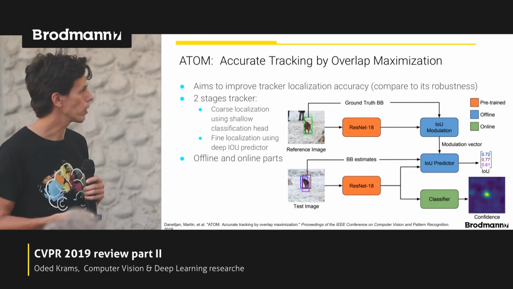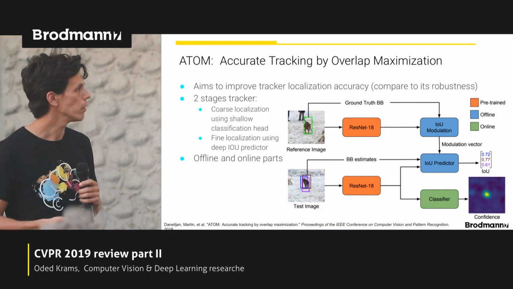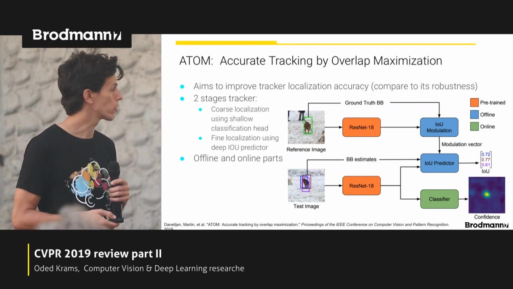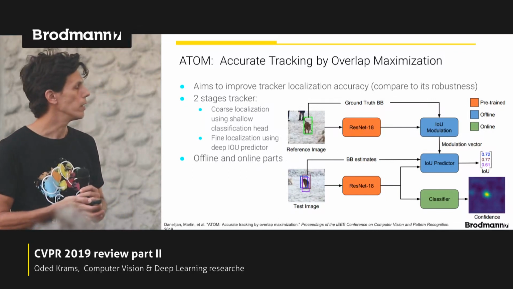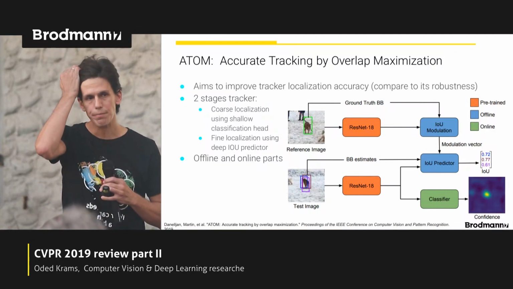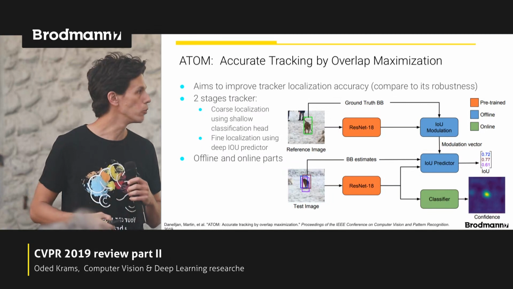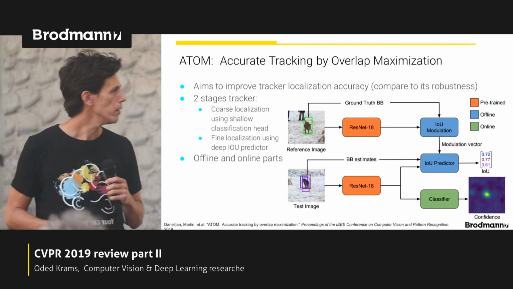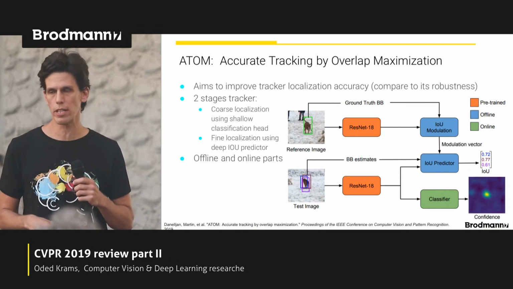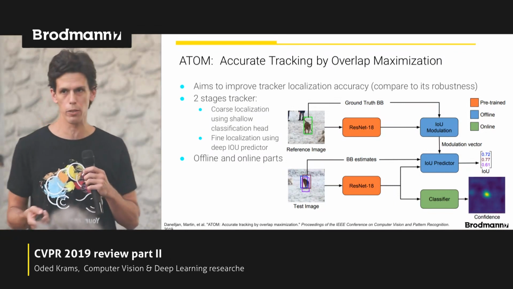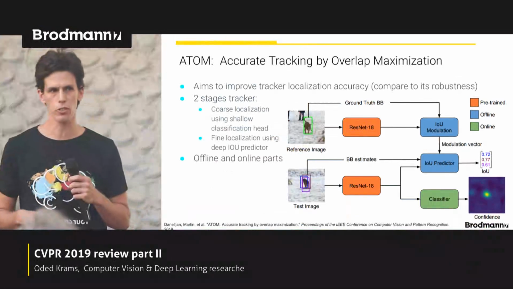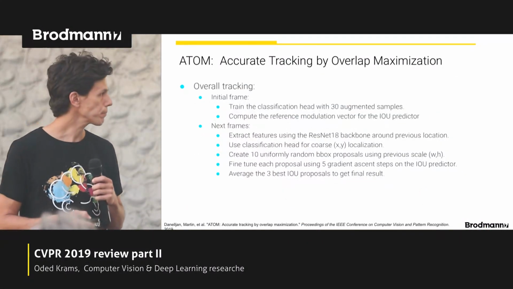It's called ATOM, Accurate Tracking by Overlap Maximization. They aim to improve the tracker accuracy compared to its robustness. And they use a two-stage tracker. They first do a coarse localization using a shallow classification head. And then they fine-tune the localization using an IOU predictor. The IOU predictor is trained offline, and the classification head is trained online.